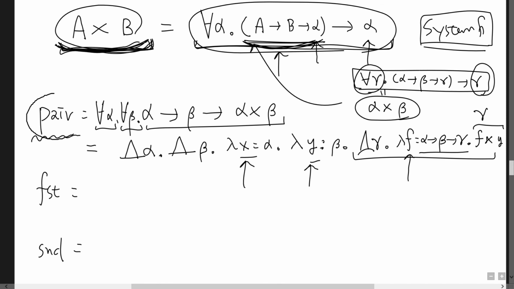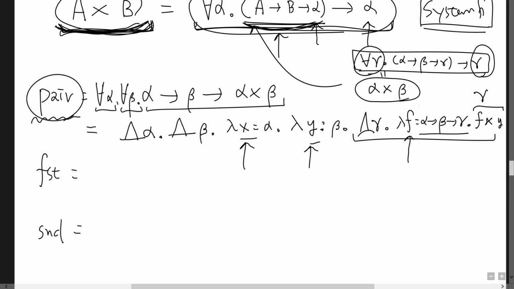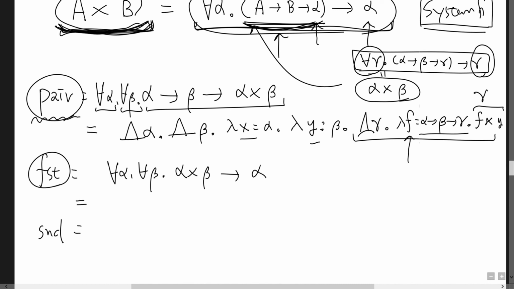So this is how we implement the pair. What about first? First has this type: for all alpha, for all beta, if you give me a product of type alpha times beta, then I will extract the first component, which is alpha. So first has this type. And how do we implement first? Again, it is a simple exercise in which you are trying to build an expression of a given type, this one.